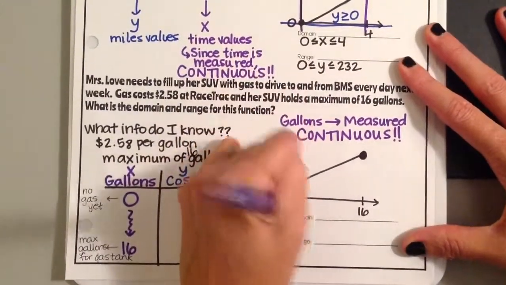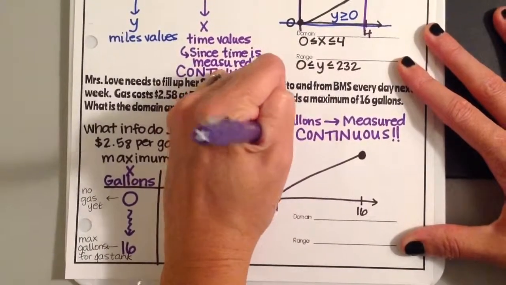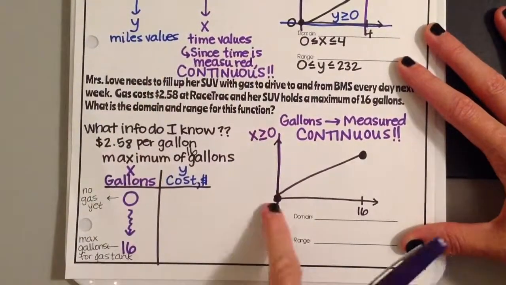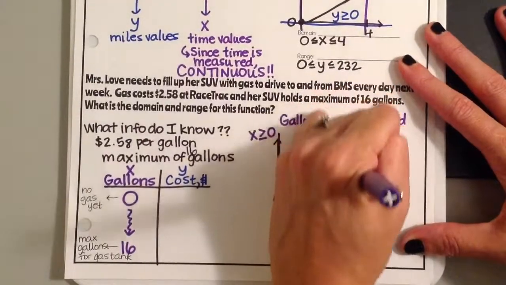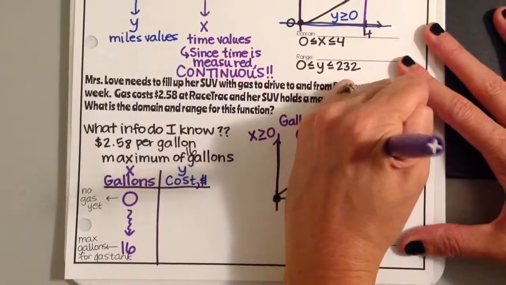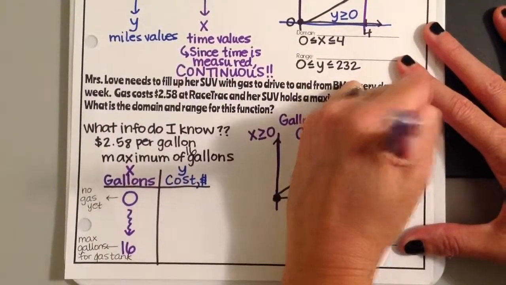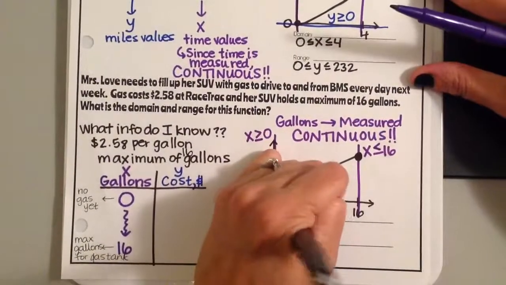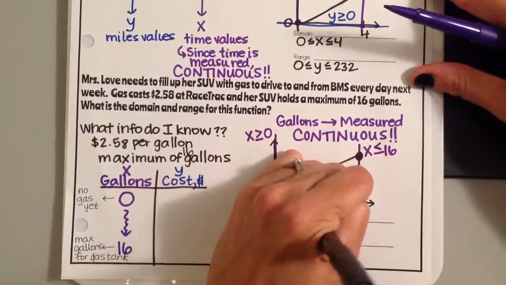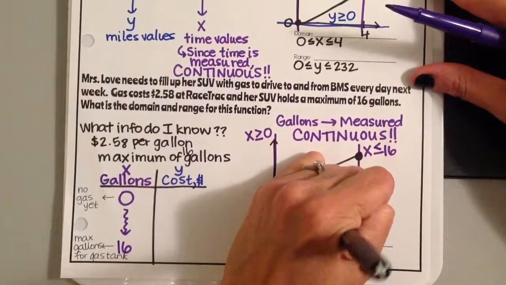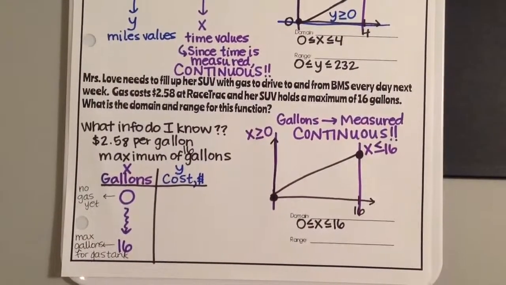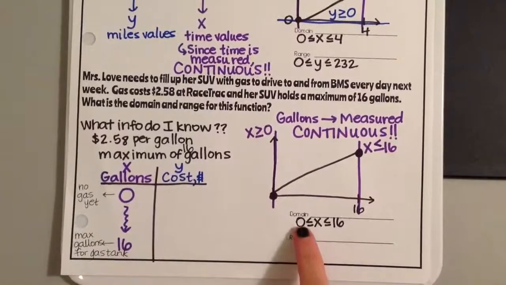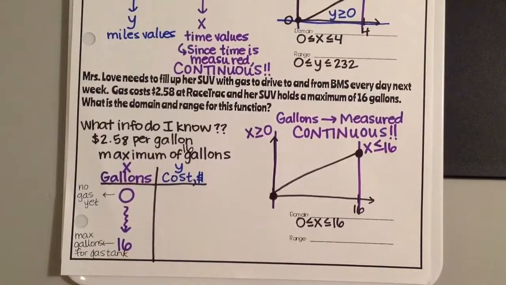And now we're going to draw and sketch our lines. So here we go. We have x is greater than or equal to 0, and we should put a bar because we have a closed point. Here we go at 16, x is less than or equal to 16, and we should have a bar because, again, we have a closed point. So when I write my domain, I'm going to have 0 is less than or equal to x is less than or equal to 16. I can have any gallon between 0 and 16, including 0 and including 16.